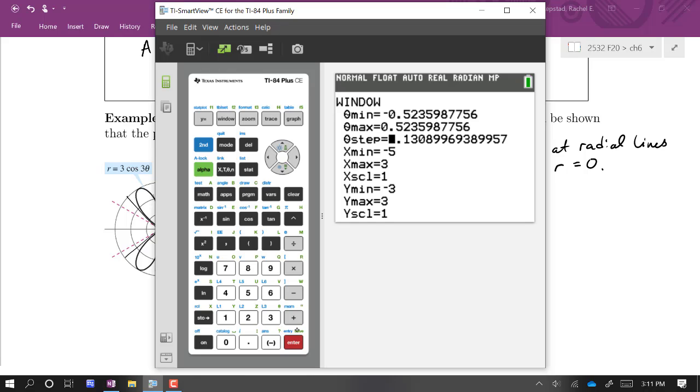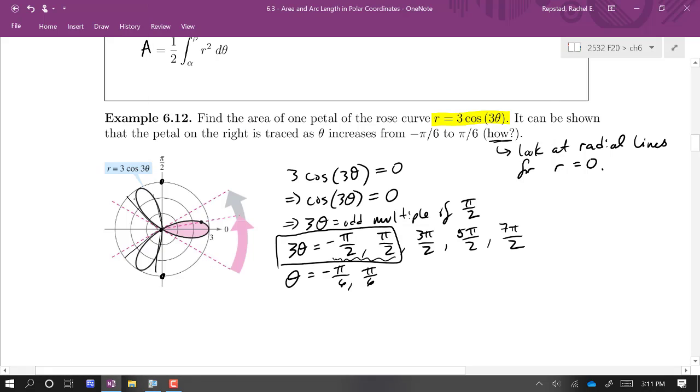And I'm going to make my theta step smaller, so that it graphs a little bit more slowly. We can actually see how it traces out that part of the curve. So I'll set it to pi over 200, really small, and it'll graph a bit slower. Looking at this curve, it looks like my x and y can just go from, say, minus 3 to 3 on both axes.